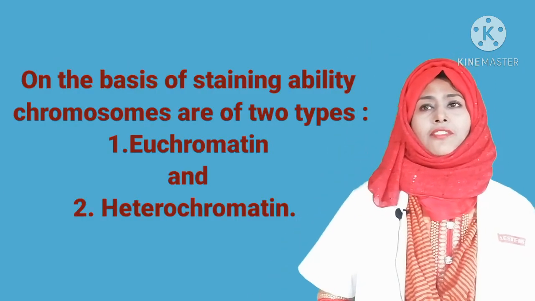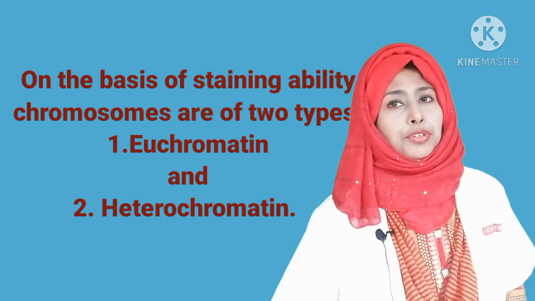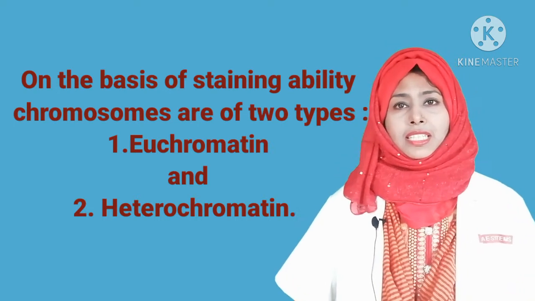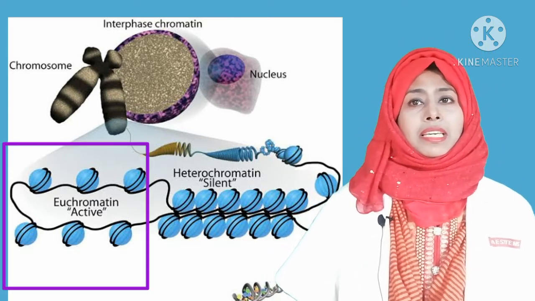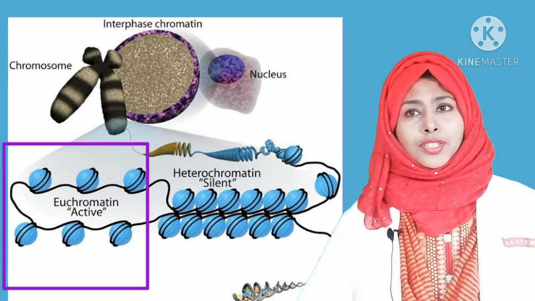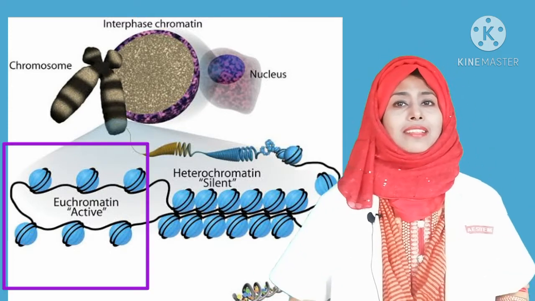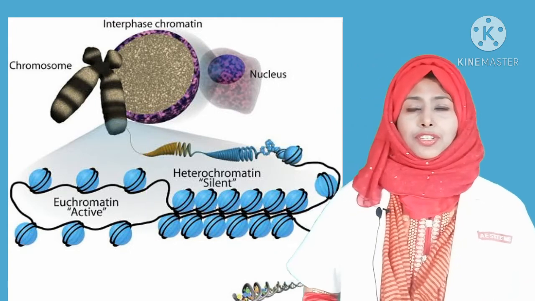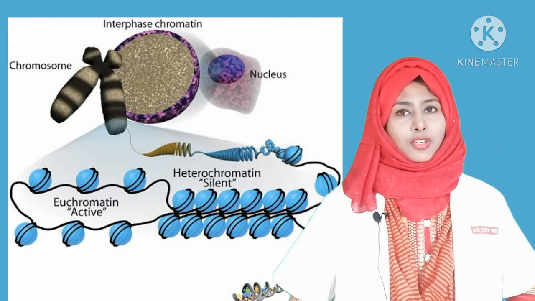On the basis of staining ability, chromosomes may be of 2 types, euchromatin and heterochromatin. Euchromatin: the portion of chromosome that becomes lightly colored when stained with basic dye is known as euchromatin. Centromere, secondary constriction, is made of chromatin.